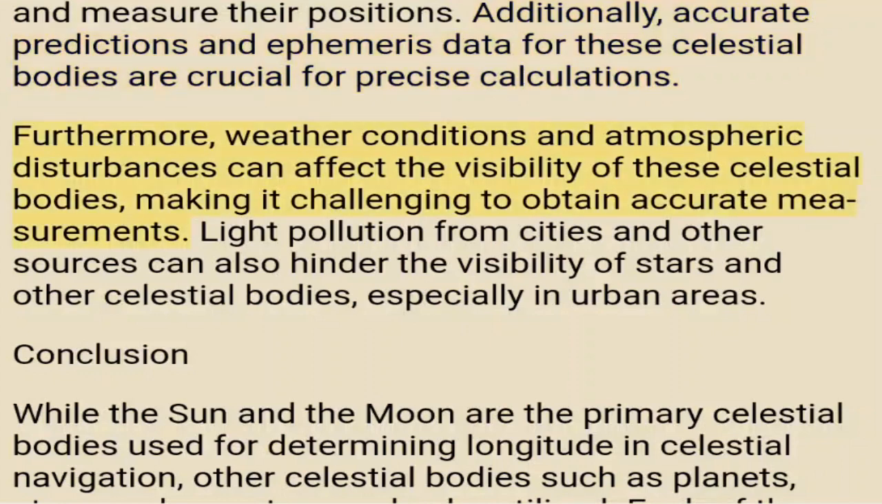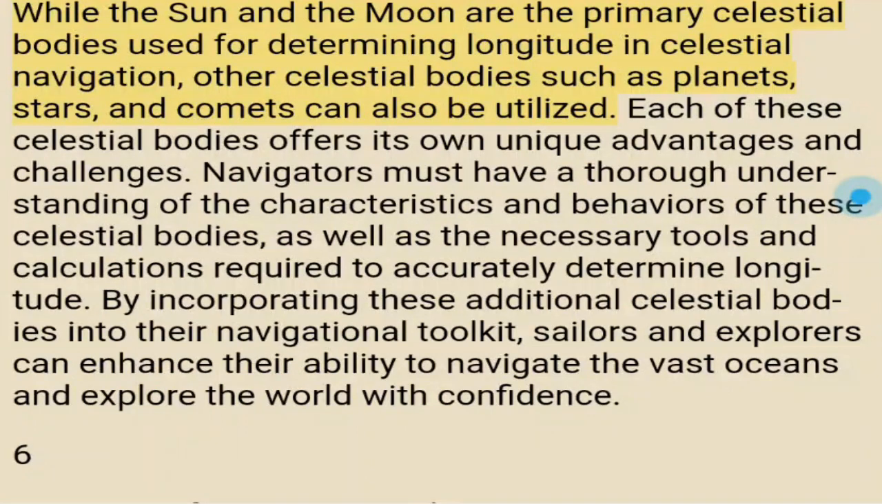Furthermore, weather conditions and atmospheric disturbances can affect the visibility of these celestial bodies, making it challenging to obtain accurate measurements. Light pollution from cities and other sources can also hinder the visibility of stars and other celestial bodies, especially in urban areas.